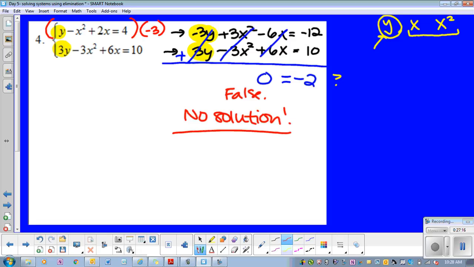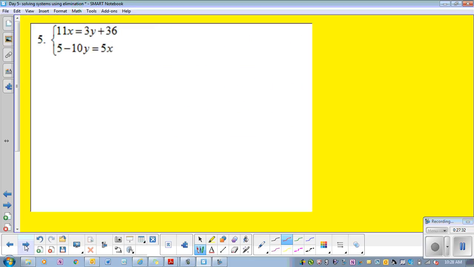Good job. No variables were left. What if it was 0 equals 0? What if it was true? Infinite number of solutions. Good job. All right. So this one looked crazy. It was pretty good.